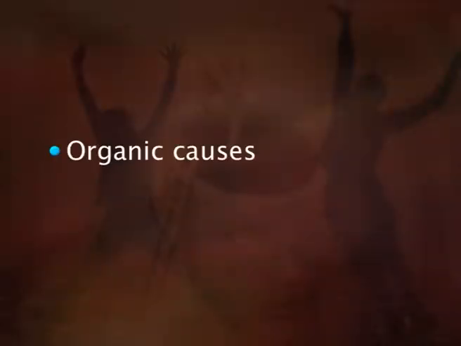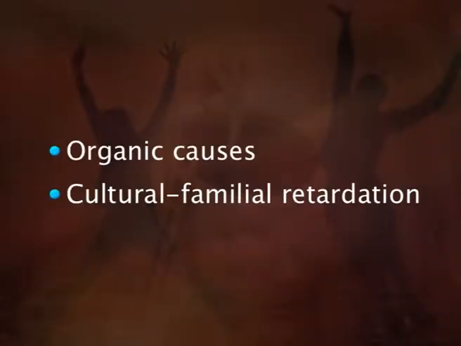The causes of mental retardation can be broadly classified into organic causes and cultural-familial retardation. Most of the cases of moderate, severe, and profound retardation have organic causes. These could be chromosomal and genetic problems, or they could be brain damage, or they could be due to the infections or toxin materials in the environment.